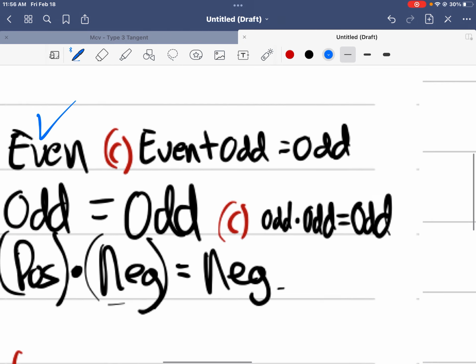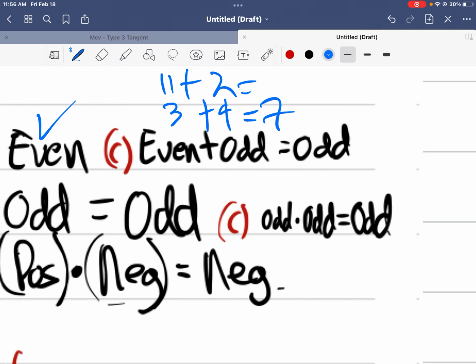On the other hand, when you add an even and an odd number, you always get an odd number, right? 11 plus 2, 11's odd, 2's even, 13. So if I know that two numbers add up to, say, 17, one of them had to be even and one of them had to be odd.